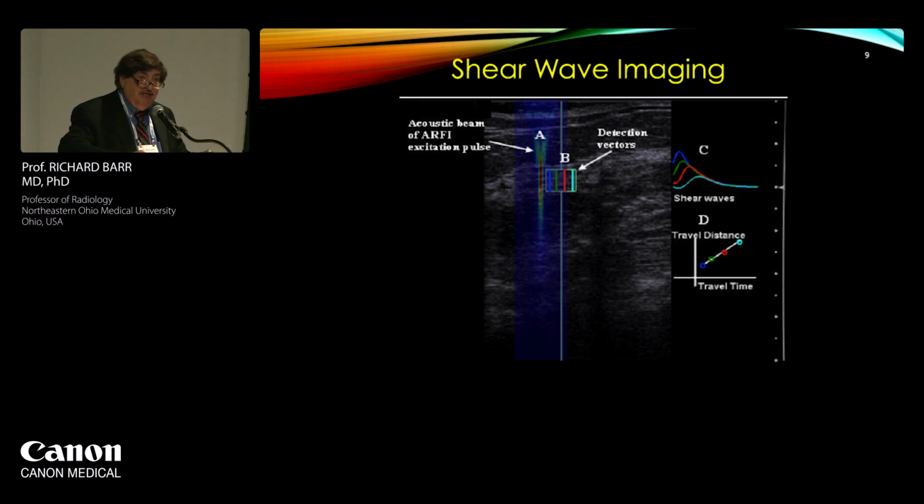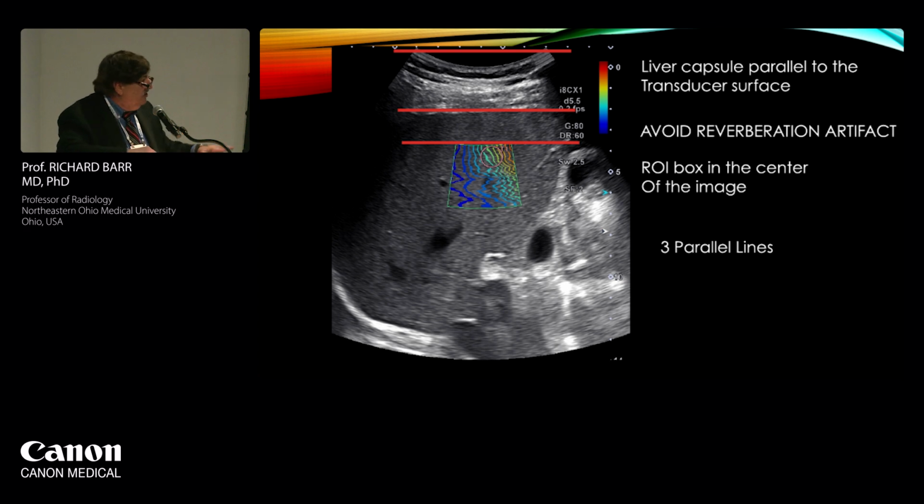So if you have a bad B mode image with any artifacts, with any shadowing, you're going to get an inaccurate shear wave elastography. C is showing you what we see in the machine, that each of those lines correspond. So the blue line is closest to the RF pulse. You'll notice it occurs faster and it has a higher amplitude. As we move away, it takes a little bit longer. The bottom slope is time. And we see that the shear waves are also attenuated. And if we plot the travel distance over the time, then we get a straight line, and that's a shear wave speed. And what we also recommend is, again, 3 parallel lines.